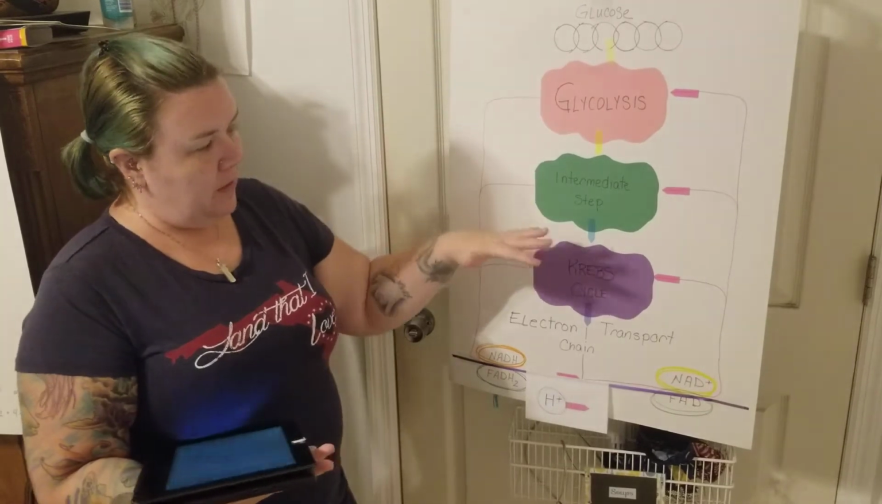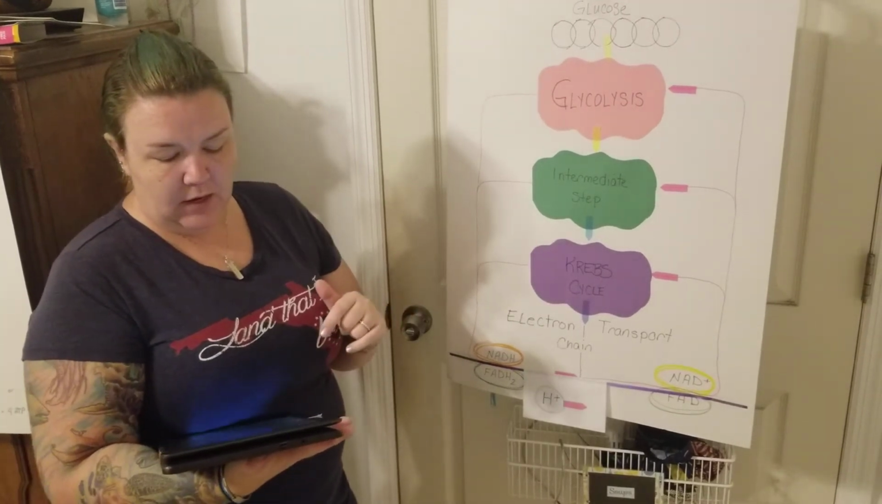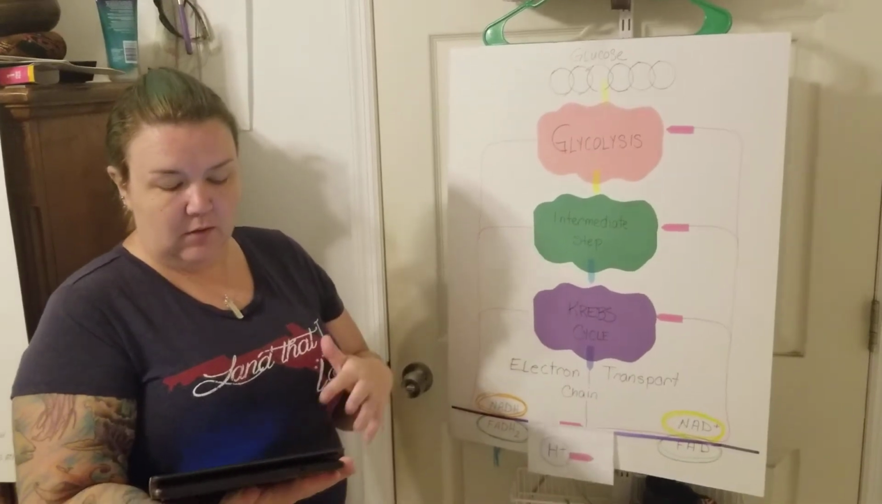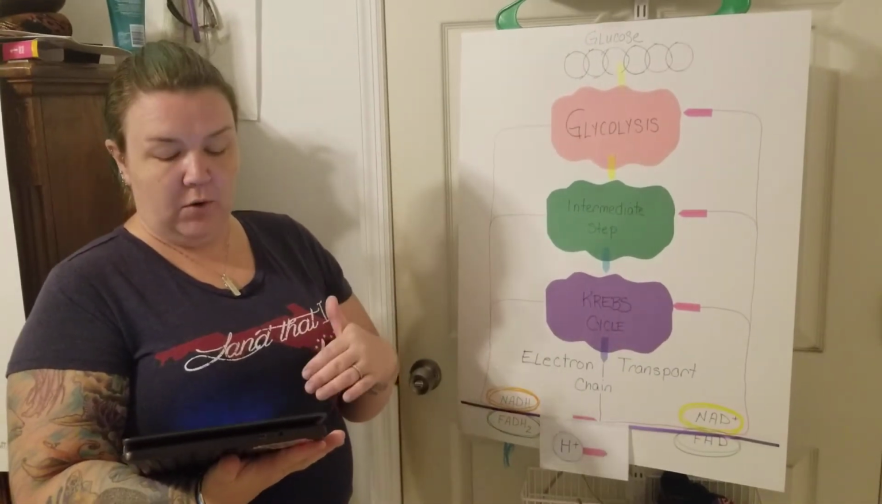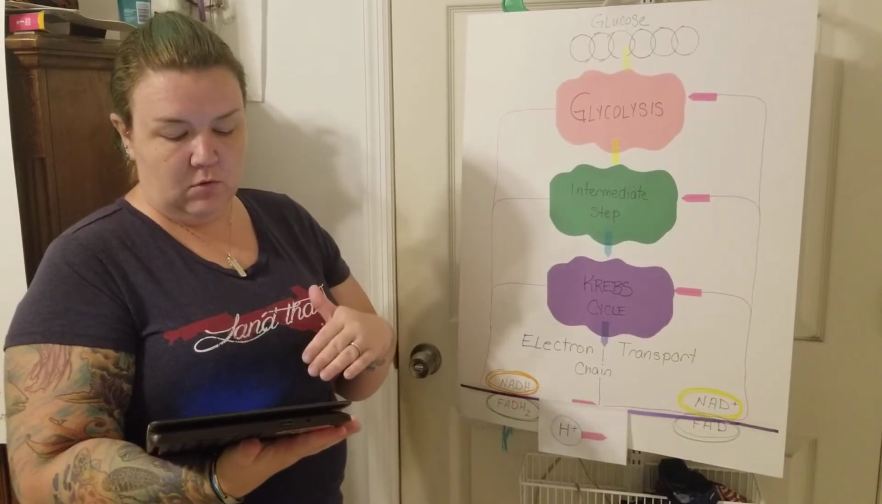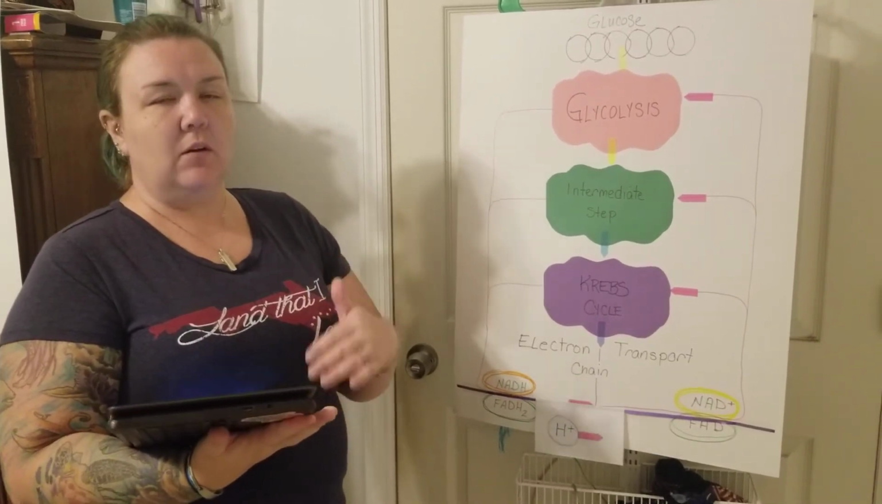The next step is the intermediate step, where the pyruvic acid that's made in glycolysis is moved and converted to acetyl-CoA, which is a 2 carbon molecule, releasing carbon dioxide.